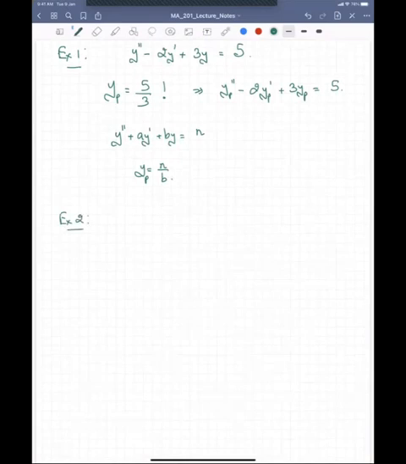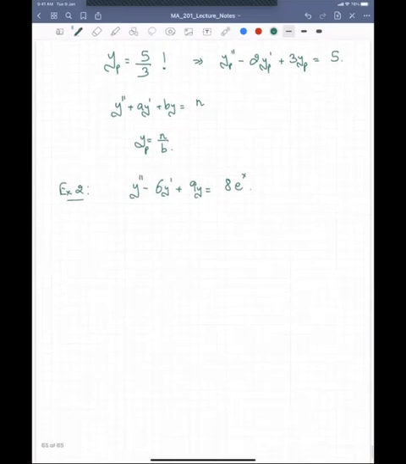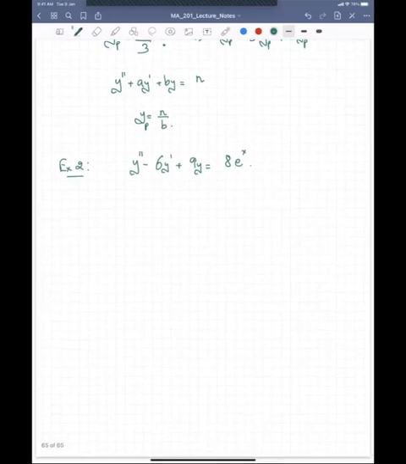Okay. A slightly less trivial example is y double prime minus 6y prime plus 9y equals 8e to the x. Of course, in this case, the right-hand side is not a constant. In this case, can I figure out the particular solution? Well, even in this case, inspection works, but you have to work a little bit harder. For example, if my yp is e to the x itself, okay, then what happens? Well, there is a hope that this will solve the equation.